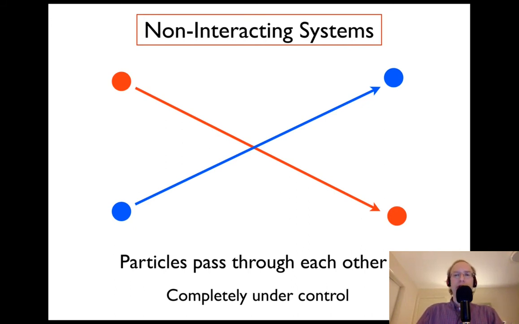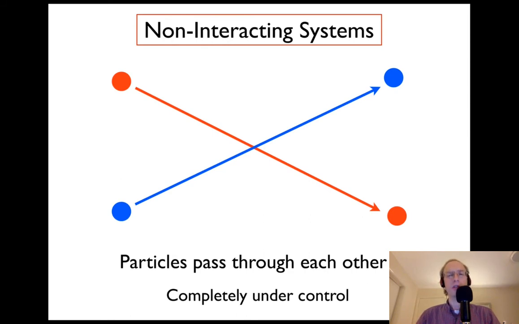But why do we consider this? Well, because it's really easy to solve for their motion. If they never interact with each other, then once you know a particle's momentum and position at one time, you can predict it at any later time. And so this class of systems, non-interacting systems, is completely under control. This is considered a solved problem in physics.